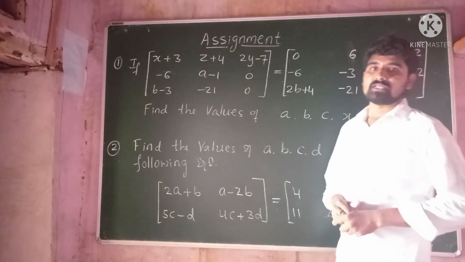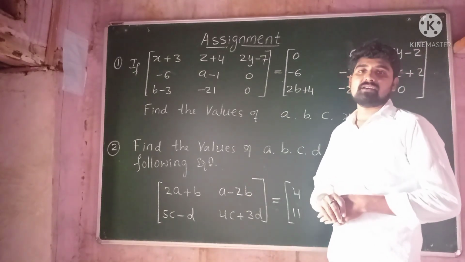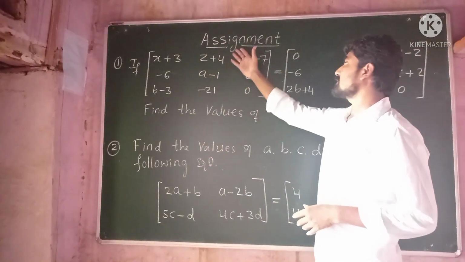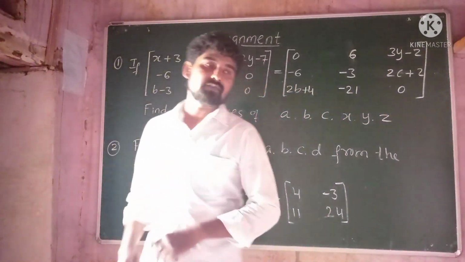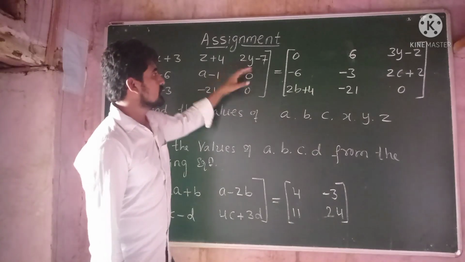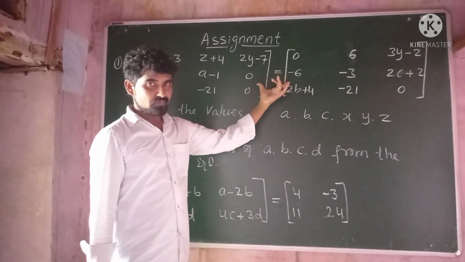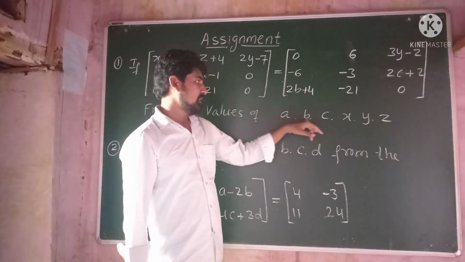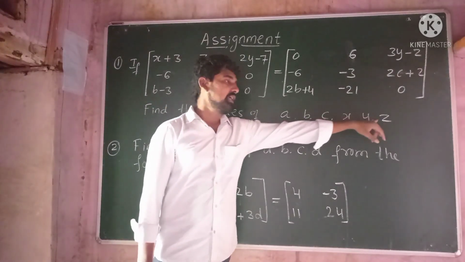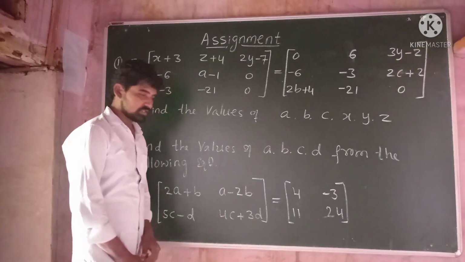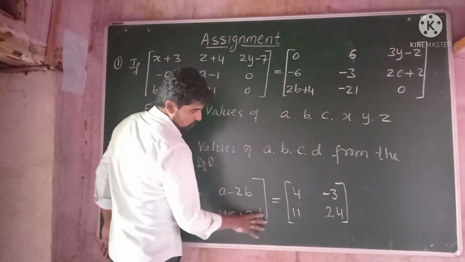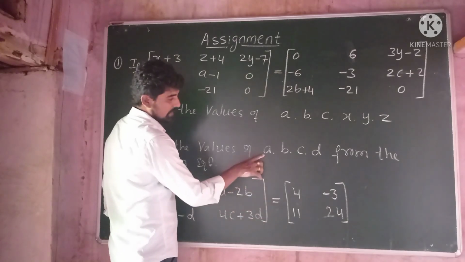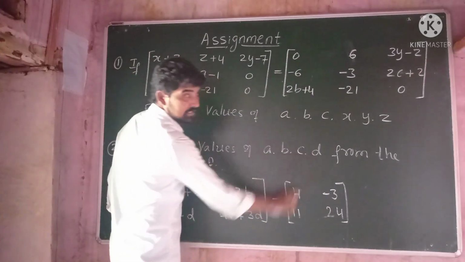I hope all of you understood the problems on equality of matrices. So let us take these two questions as assignment work. Here the first question is, if these two matrices are equal, then find the values of A, B, C, X, Y and Z. And the second question is, if these two matrices are equal, find the values of A, B, C and D.